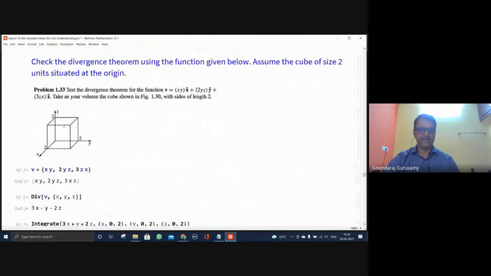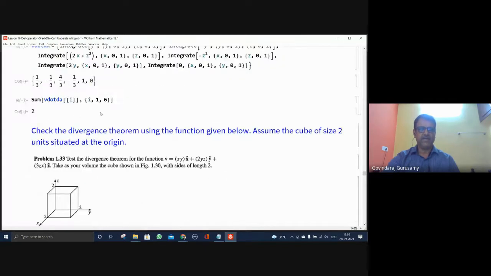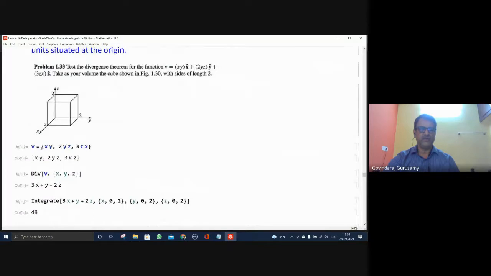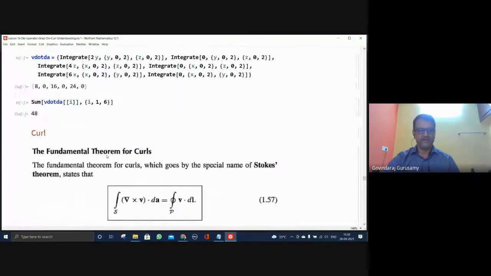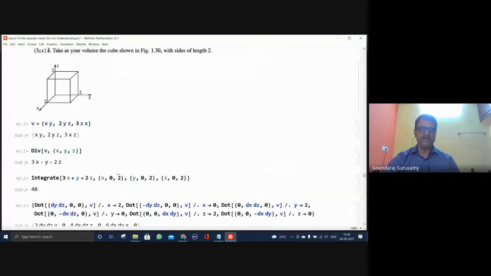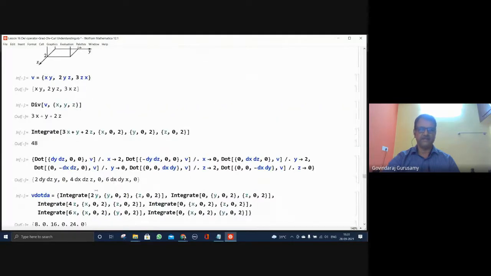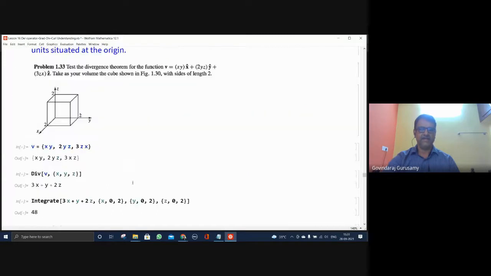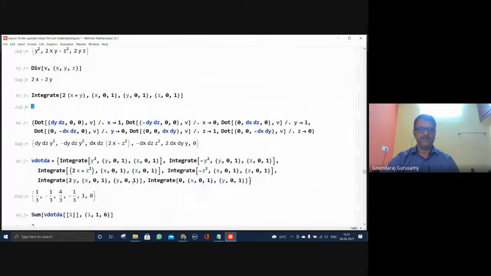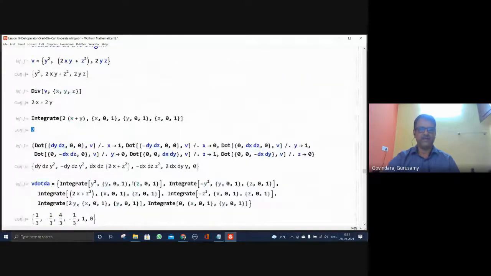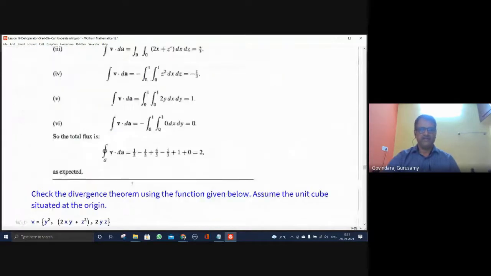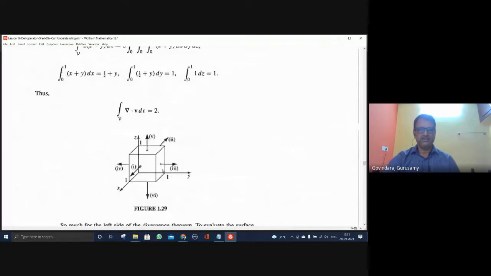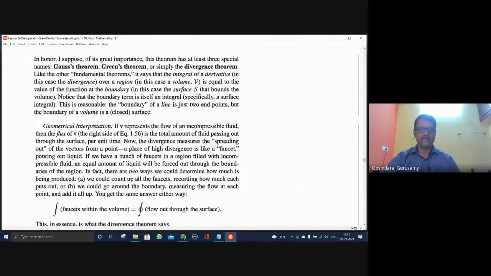You have another problem, same thing, but instead of a 1 unit cube, there is a 2 unit cube. It's repeated, and it's not a difficult thing at all, because we have already done it for one case. Just copy and paste and change the limits alone, and automatically you'll get the result. I hope it's clear for all of you. And this is your fundamental theorem of divergence, also called Gauss theorem, which is used in a number of places. It's also called Green's theorem.